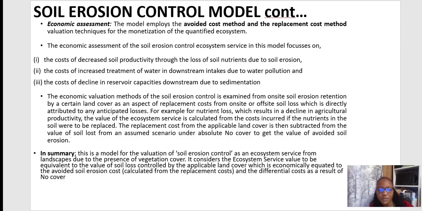So in summary, what are we trying to say? That the model for the valuation of soil erosion is an ecosystem service from landscapes due to the presence of vegetation cover. It considers ecosystem service to be equivalent to the value of soil loss controlled by applicable land cover, which is economically equated to avoided soil erosion cost, calculated from the replacement cost and the differential cost as a result of no cover.